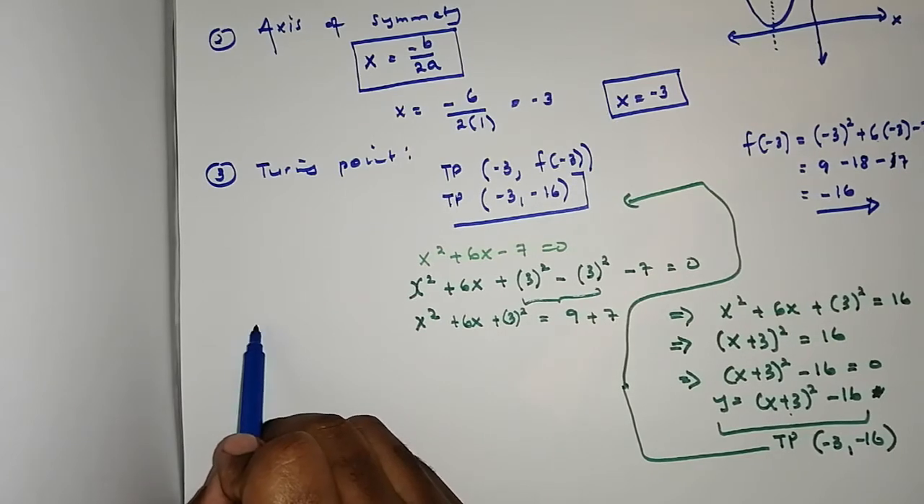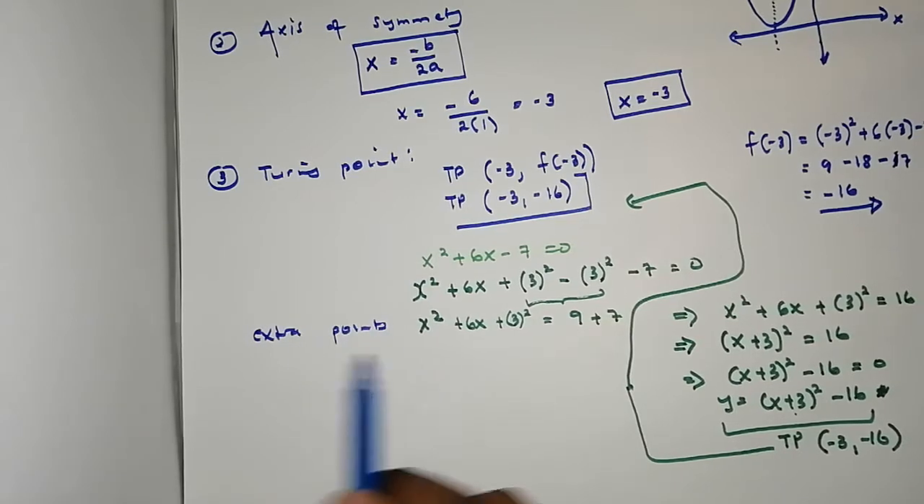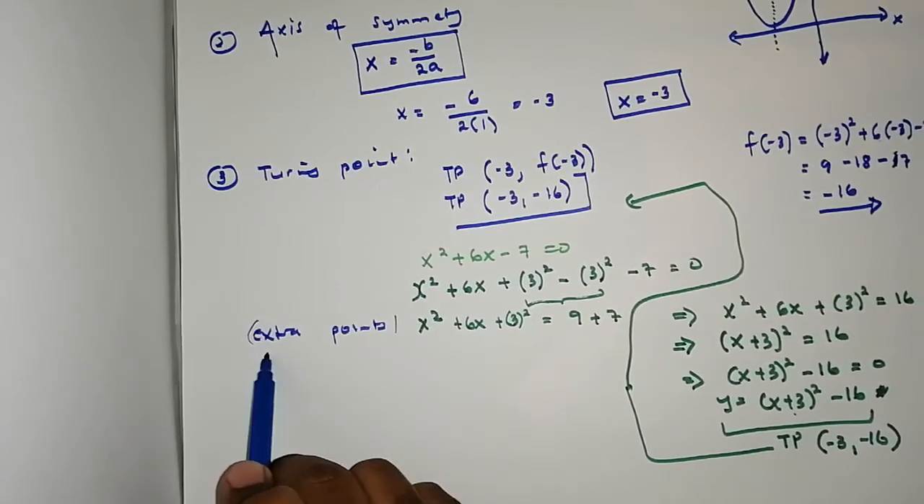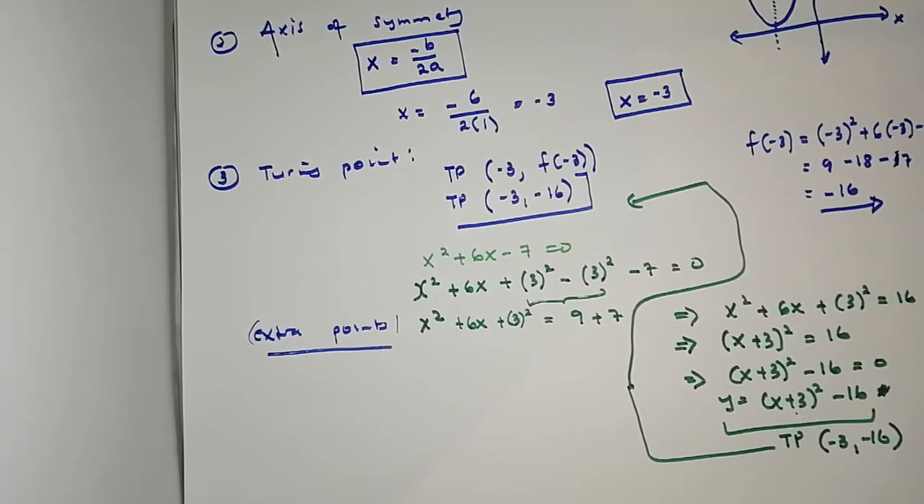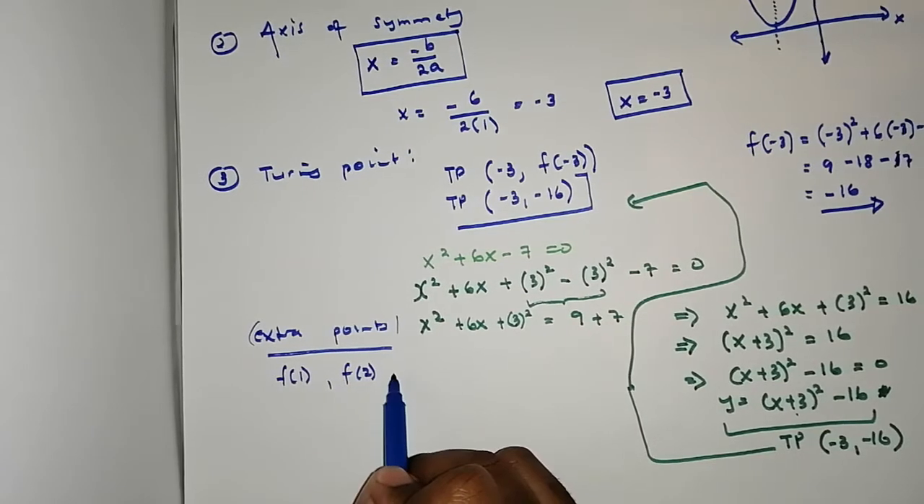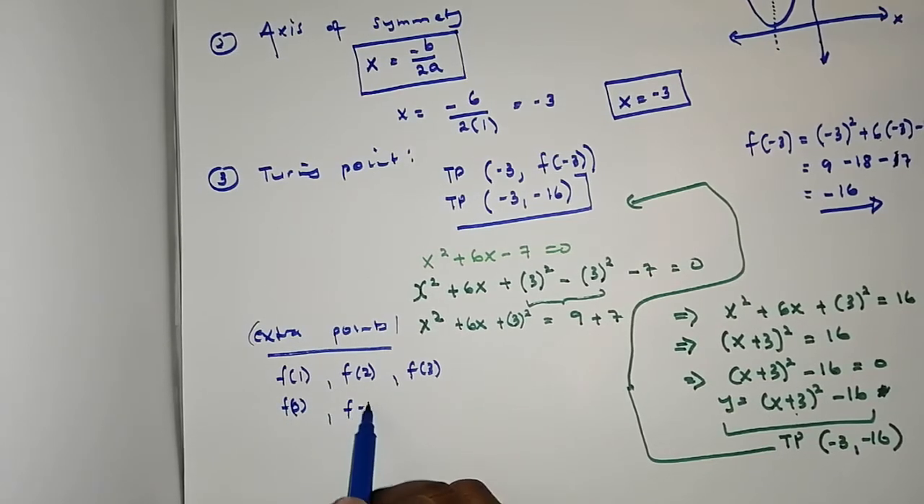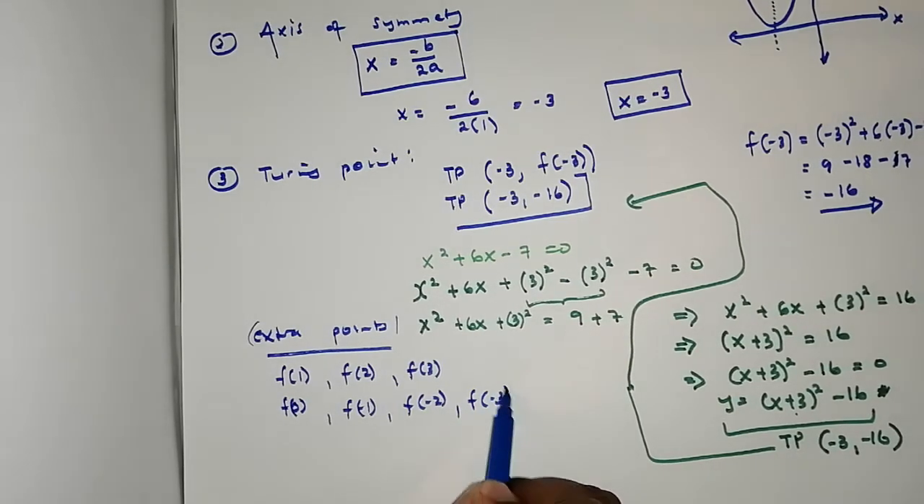Extra points actually enable you to plot your graph in a way that seems accurate, such that the shape of your graph will not go outside of what is expected. Extra points, you can find f of 1, f of 2, f of 3, f of 0, f of minus 1, f of minus 2. It's just extra points that will enable you to sketch your graph.